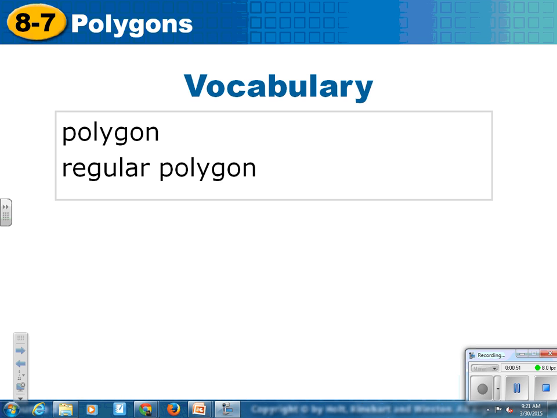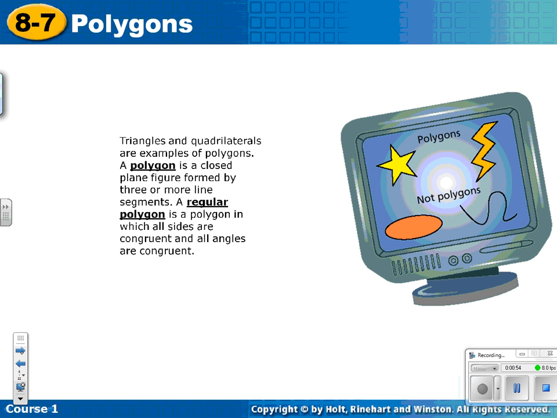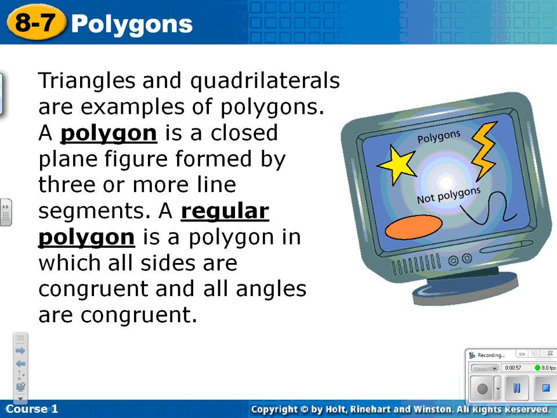Very good. A polygon, triangles and quadrilaterals are examples of polygons. A polygon is a closed plane figure formed by 3 or more line segments. So it has to be closed, and it has to have straight lines, and it has to have 3 or more lines. Why is 2 not good? You couldn't close it. You can't close it with only 2 lines.